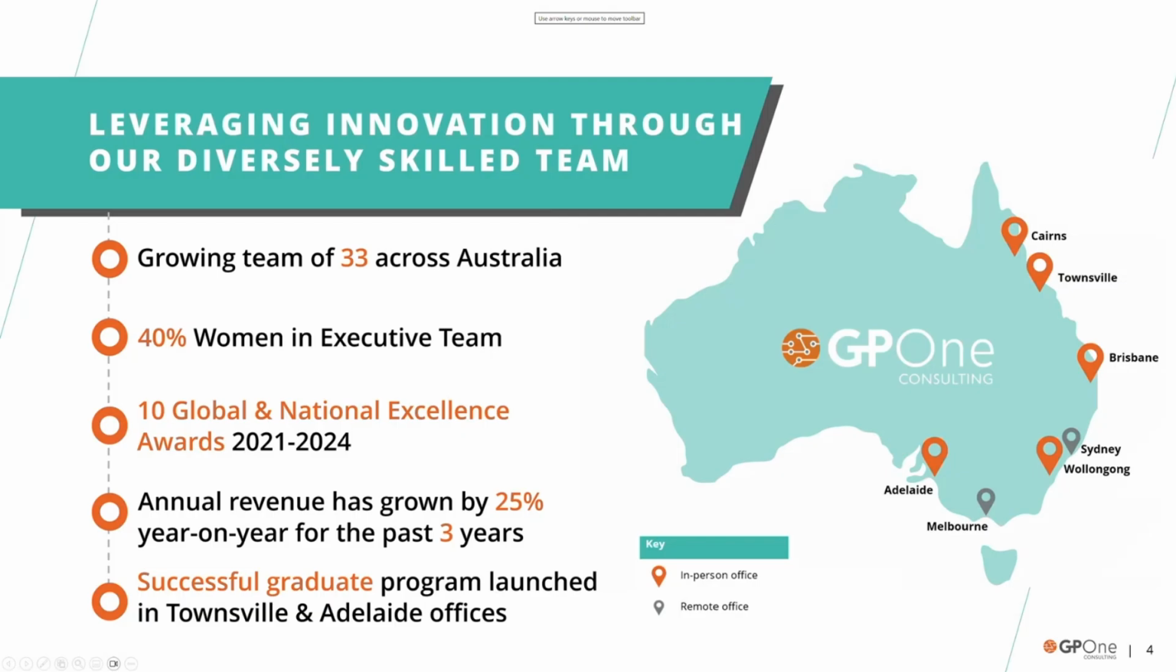At GP1 Consulting, we specialize in designing and delivering customized enterprise GIS solutions using location-based technologies. Our team works across a wide range of industries, from government and utilities to infrastructure and natural resources, helping organizations turn spatial data into actionable insight through web and mobile applications. We've grown steadily to a team of over 30 with offices across Wollongong, Brisbane, Adelaide, Townsville, and Cairns. That growth has come from a strong focus on long-term partnerships and solving real-world operational problems for our clients.